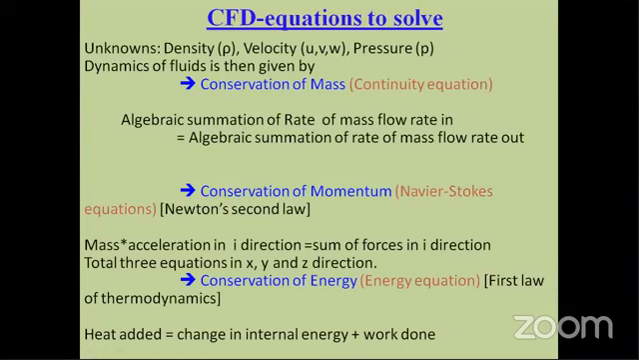the continuity equation. It is based on the fact that mass can neither be created nor destroyed. Okay, so for the control volume we can write: algebraic summation of mass flow rate in is equal to algebraic summation of mass flow rate out. Algebraic summation means what? With sign. So from this we'll obtain some equation. Then we'll move to the momentum equation.